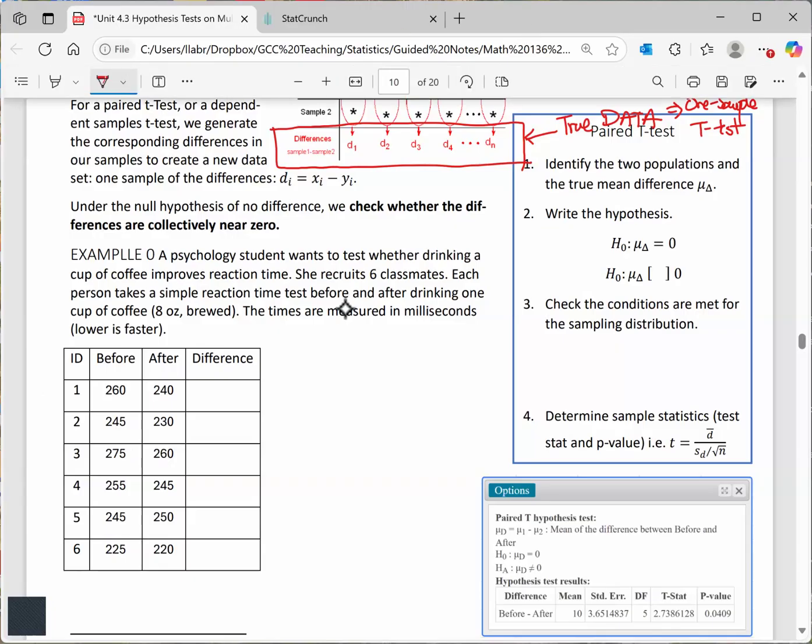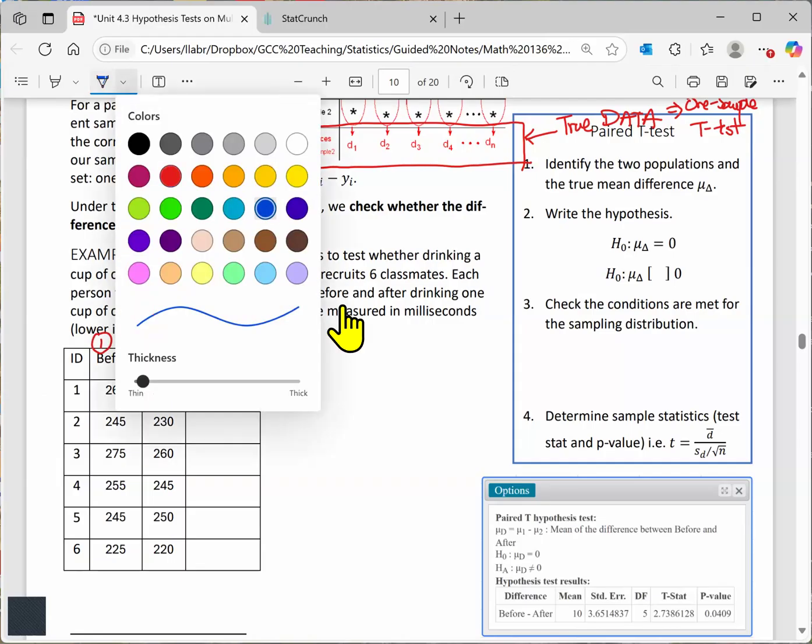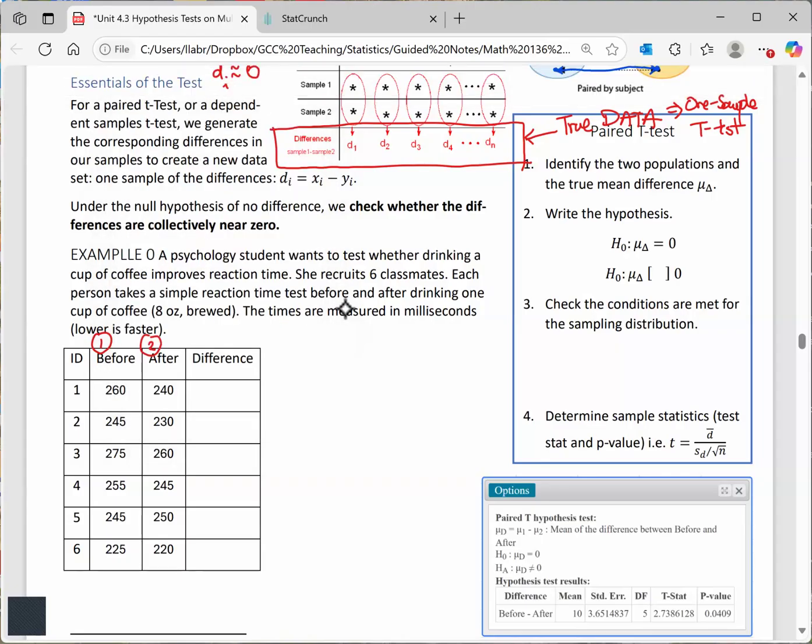So let's recognize that the before we can call group 1, and the after we can call group 2. And we're going to compute the difference of group 1 from group 2. Really, it should be the difference from group 2 to group 1. So group 1 is called the xi, group 2 is called the yi, and the difference is going to be di. By this formula, it's xi minus yi. So group 1 minus group 2. So 260 minus 240, that's 20. 245 minus 230, that is 15, and so on. So go ahead and find all of these differences. And once you get the differences, you have the sample.